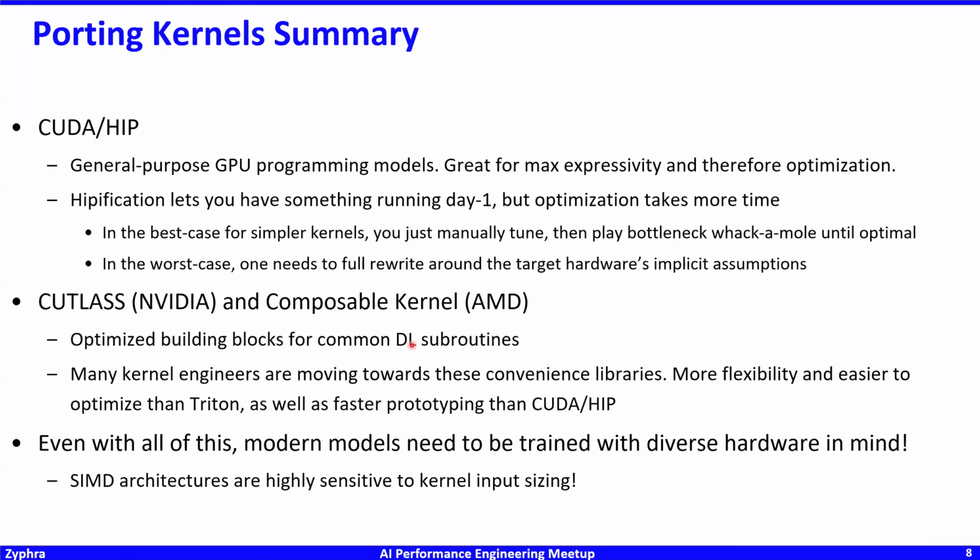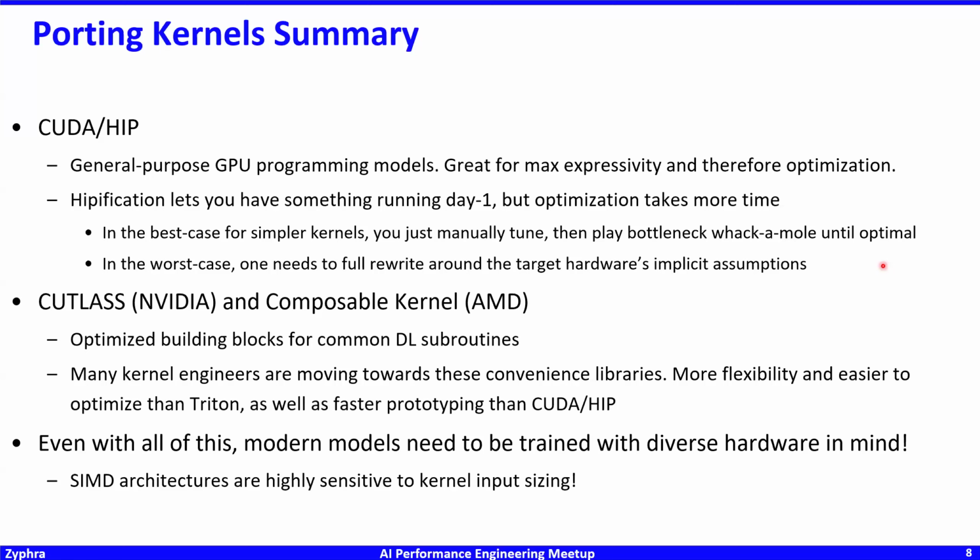Okay, then on CUDA and HIP, these are general purpose GPU programming models. They're great for max expressivity and therefore optimization. HIPification lets you have something running day one, but optimization takes much more time. There's no hand holding like there was in Triton to try and get something somewhat optimal. It's all on you. In the best case for simpler kernels, you just manually tune, and then you play bottleneck whack-a-mole until optimal.